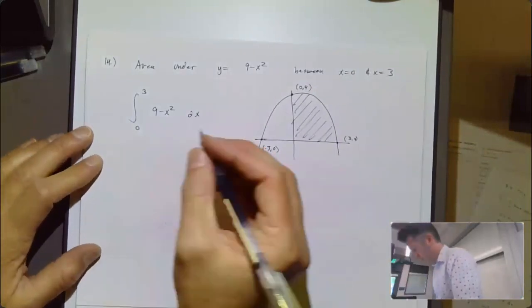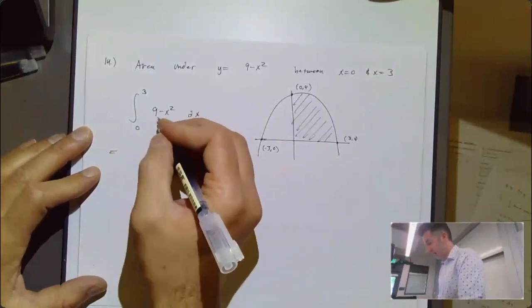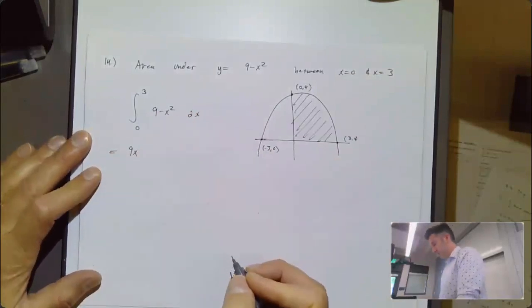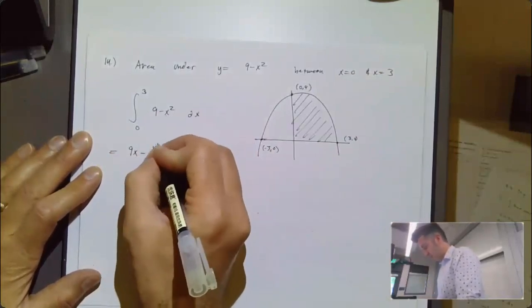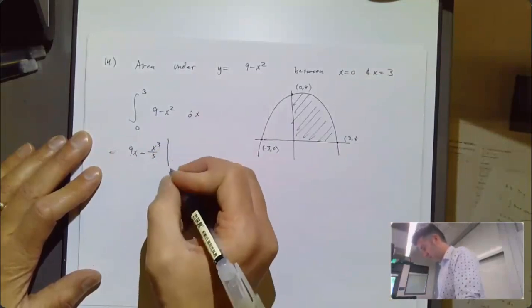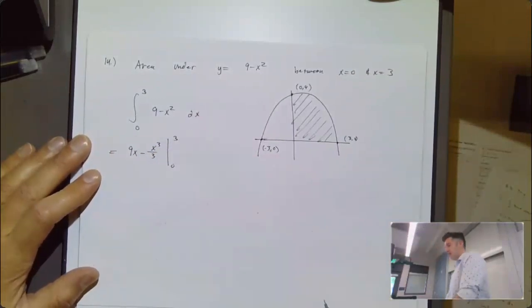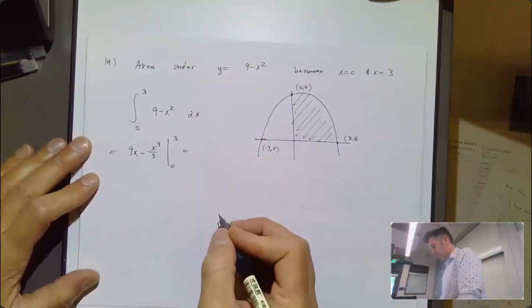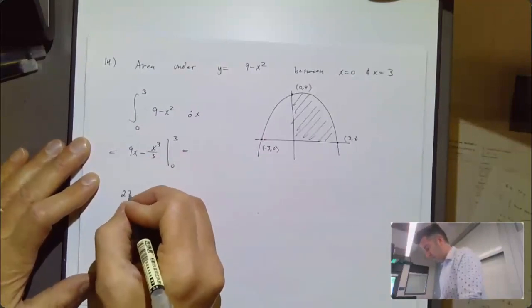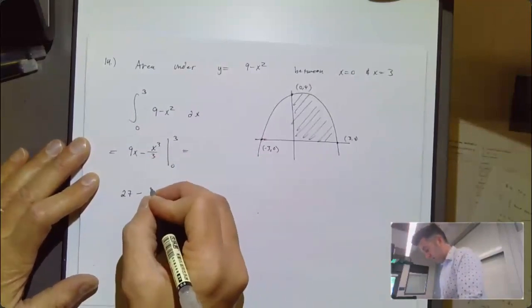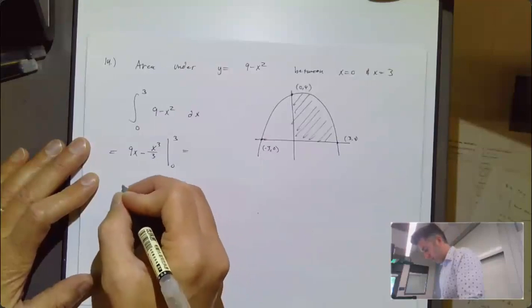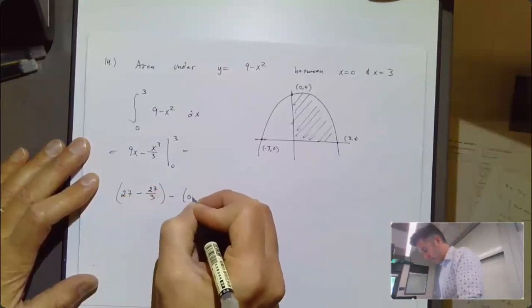Okay, now we're going to do it. The antiderivative of 9 is 9x. The antiderivative of x squared is x cubed over 3. We're going to go from 0 to 3. So let's see. If we do that, we're going to get 9 times 3, which is 27, minus 3 cubed, which is 27, over 3, minus 0 minus 0.